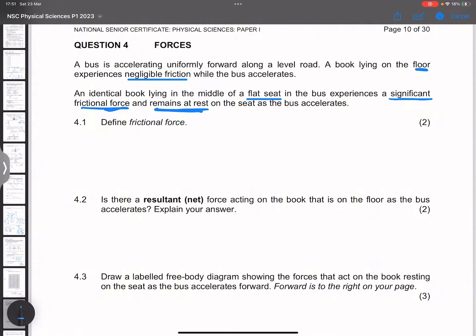And it would make sense why it would remain at rest, because of the amount of friction that is there. Now, they say to us, define frictional force. Remember that friction is the force that opposes motion, the motion of an object. So frictional force is a force that opposes the motion of an object.